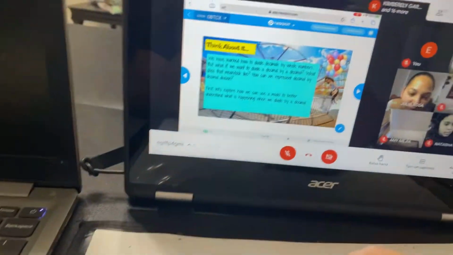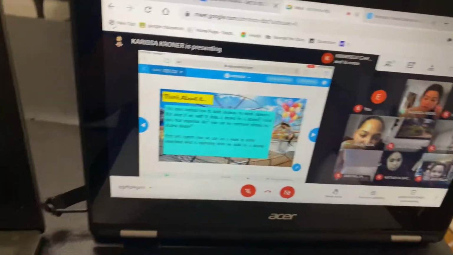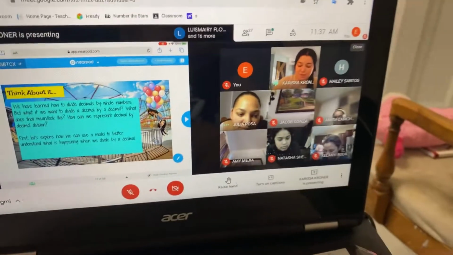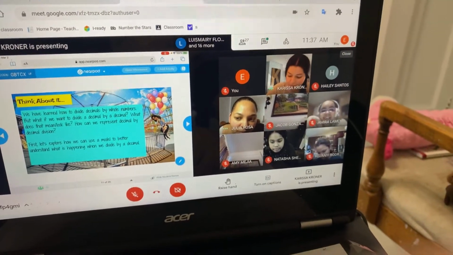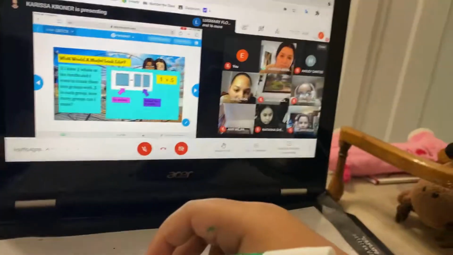All right, so we have learned how to divide decimals by whole numbers, but what if we want to divide a decimal by a decimal? What does that mean? What does it look like? How can we represent a decimal by a decimal division? So first, let's explore how we can use a model to better understand what is happening when we divide by a decimal. All right, I'm just going to show you one model quickly.